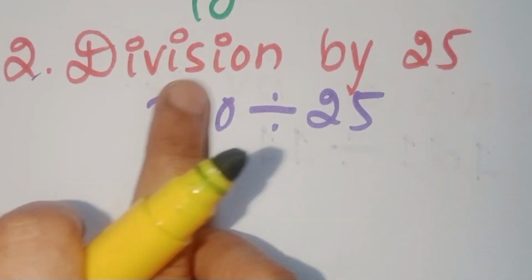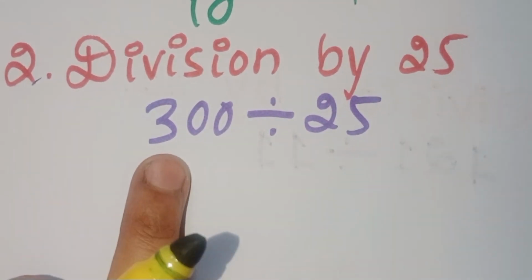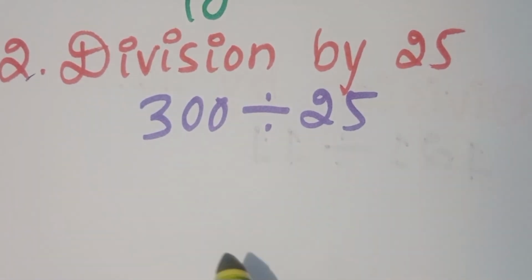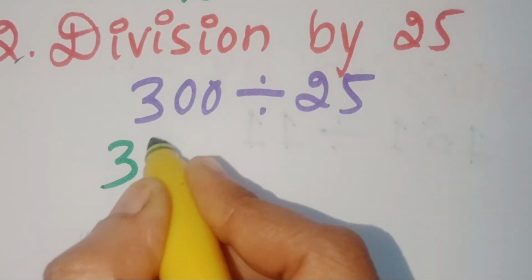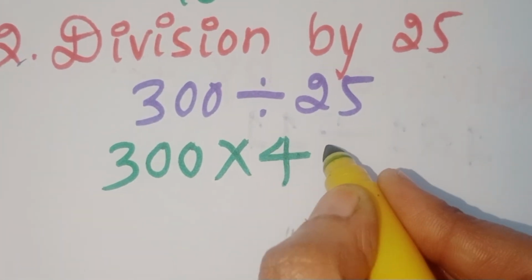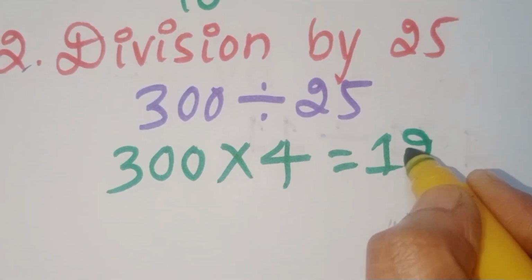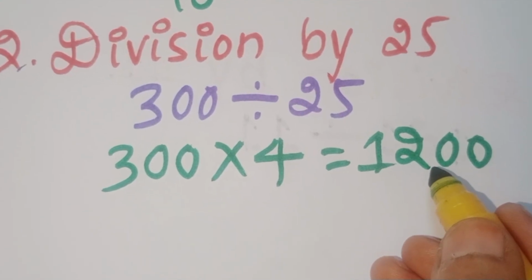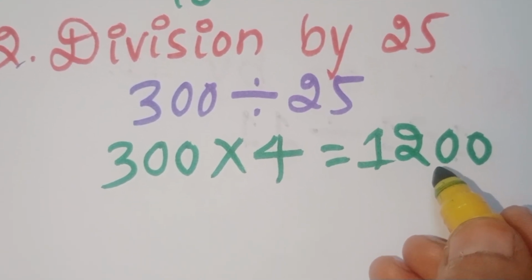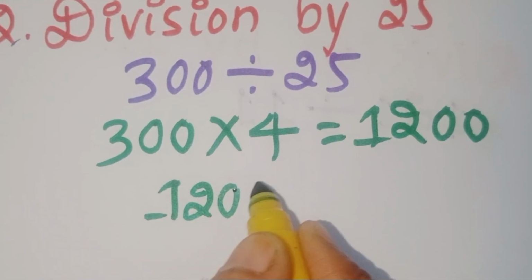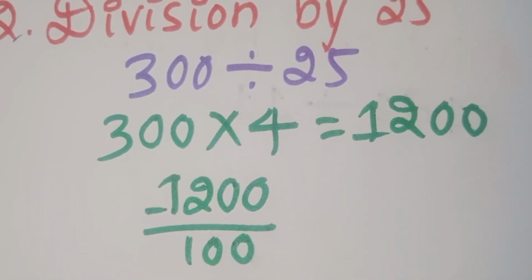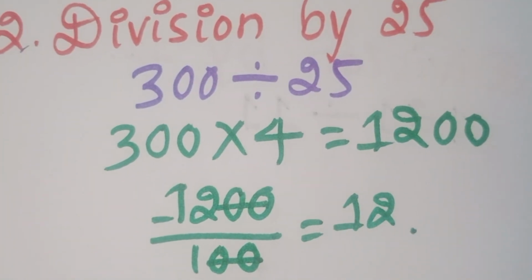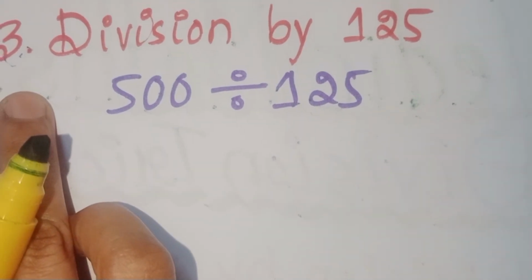Trick number 2. Division by 25. First, multiply by 4 and divide by 100. 300 into 4. We get 1200. Then divide this result by 100. 1200 divided by 100. Answer is 12.